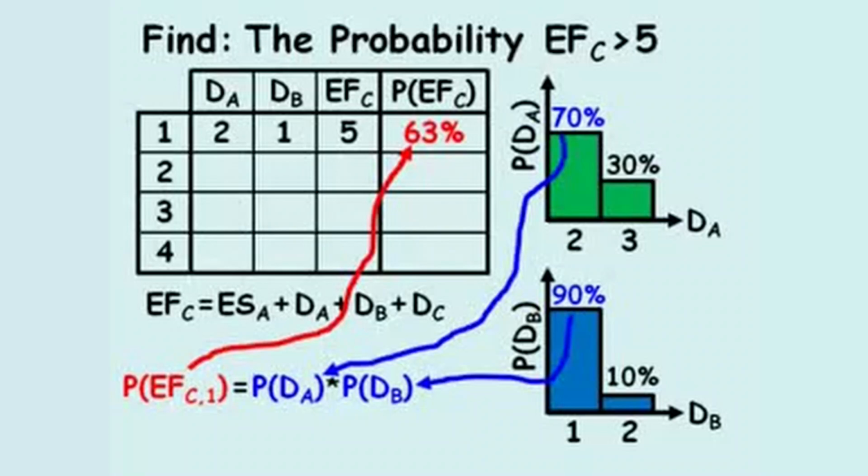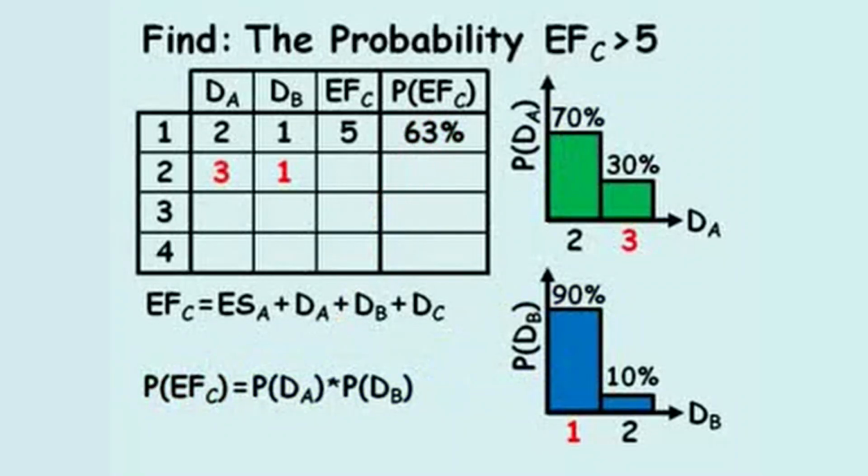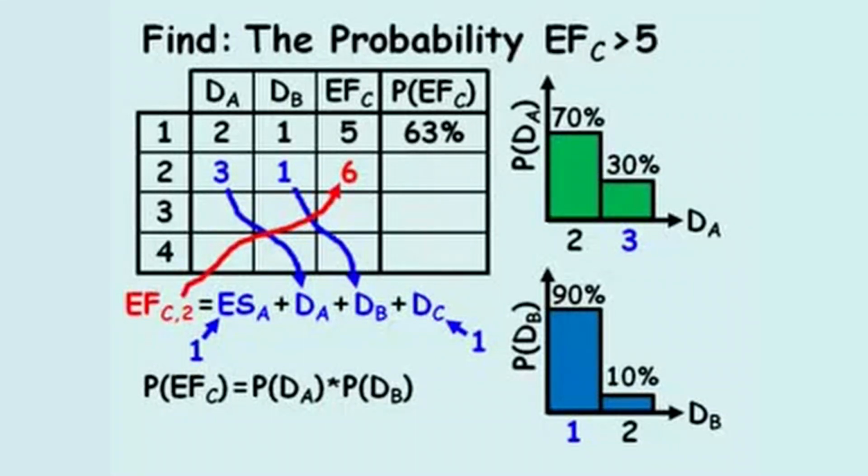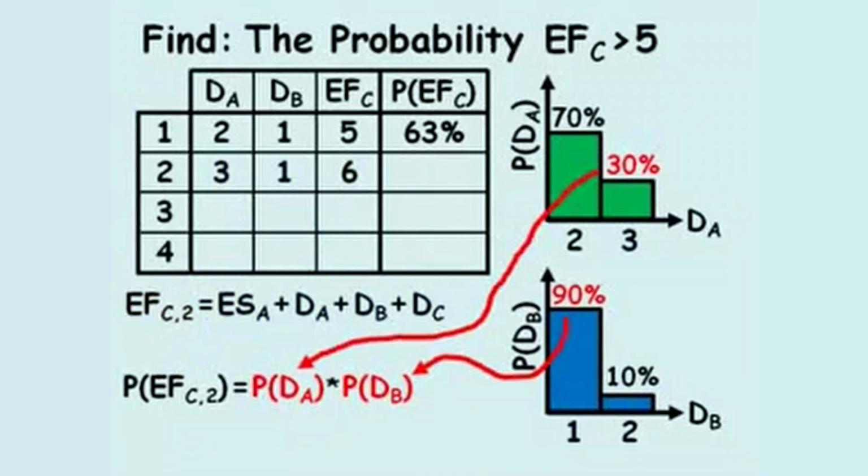Our second combination is dA equal to 3, dB equal to 1. The early finish of activity C for this combination equals 1 plus 3 plus 1 plus 1, which equals 6. And the probability that this combination of durations will occur equals 30% times 90%, which is 27%.